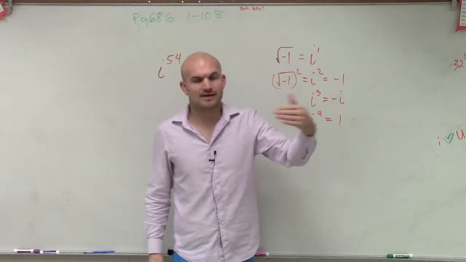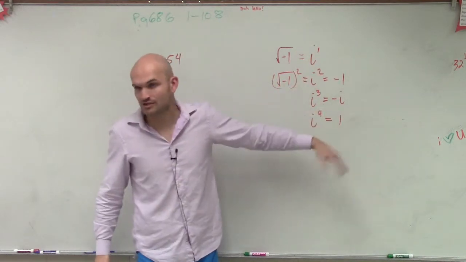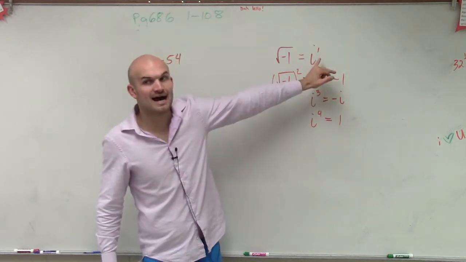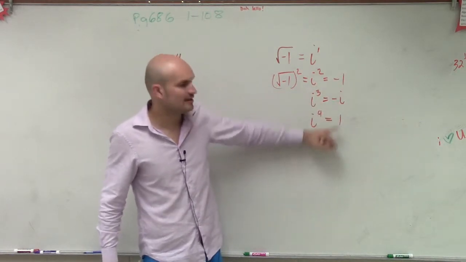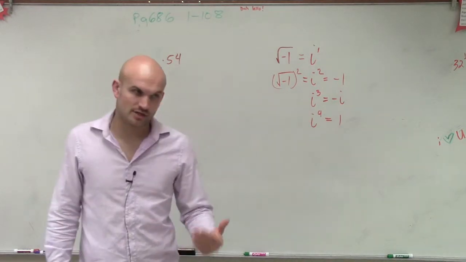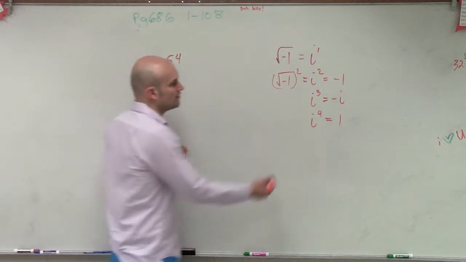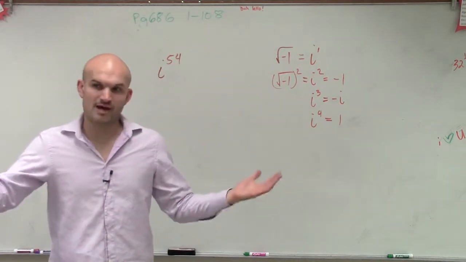Now, we went through this, and I'm not going to go through the whole deal again. But if you need to know, this keeps on repeating. So i to the 5th goes back to i, i to the 6th is -1, i to the 7th is -i, and i to the 8th is back at 1. So what we know is there's a repetition every 4th time. Every single time you go through 4, you have a repetition.